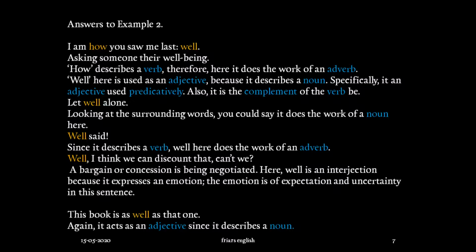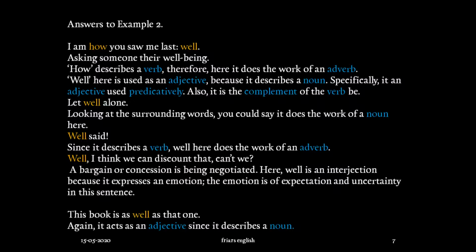Next. Well, I think we can discount that, can't we? Here is a bargain or concession that's been negotiated, and in this negotiation we have well used as an interjection because it is expressing an expectation, an expectant uncertainty, hesitation in this sense. The speaker is trying to persuade the addressee to consider the discount that is being discussed.